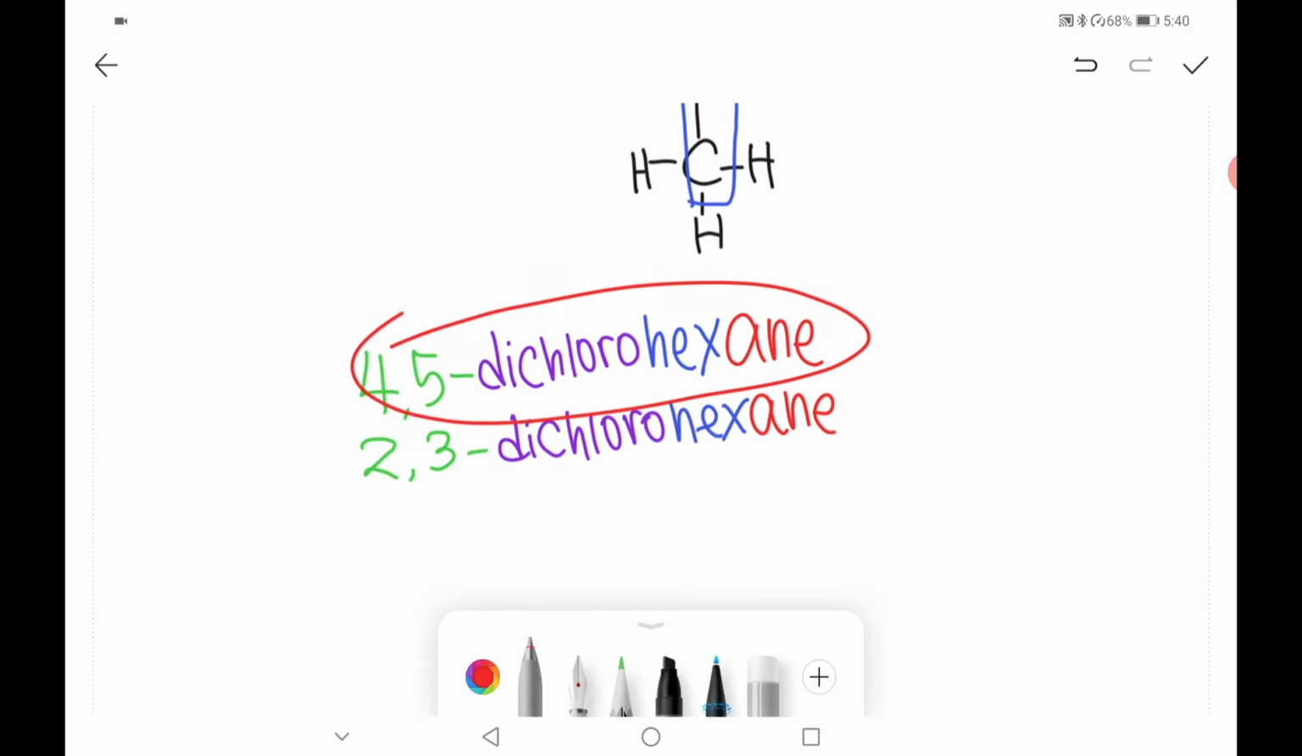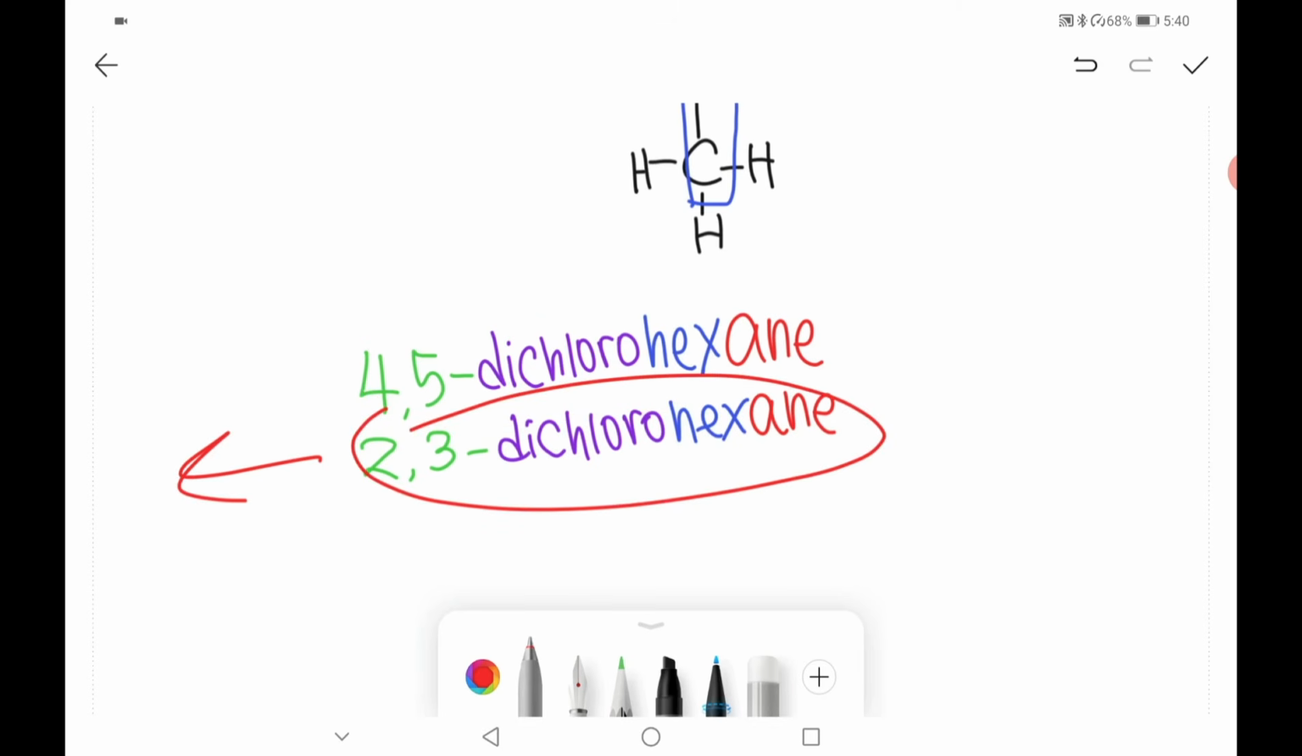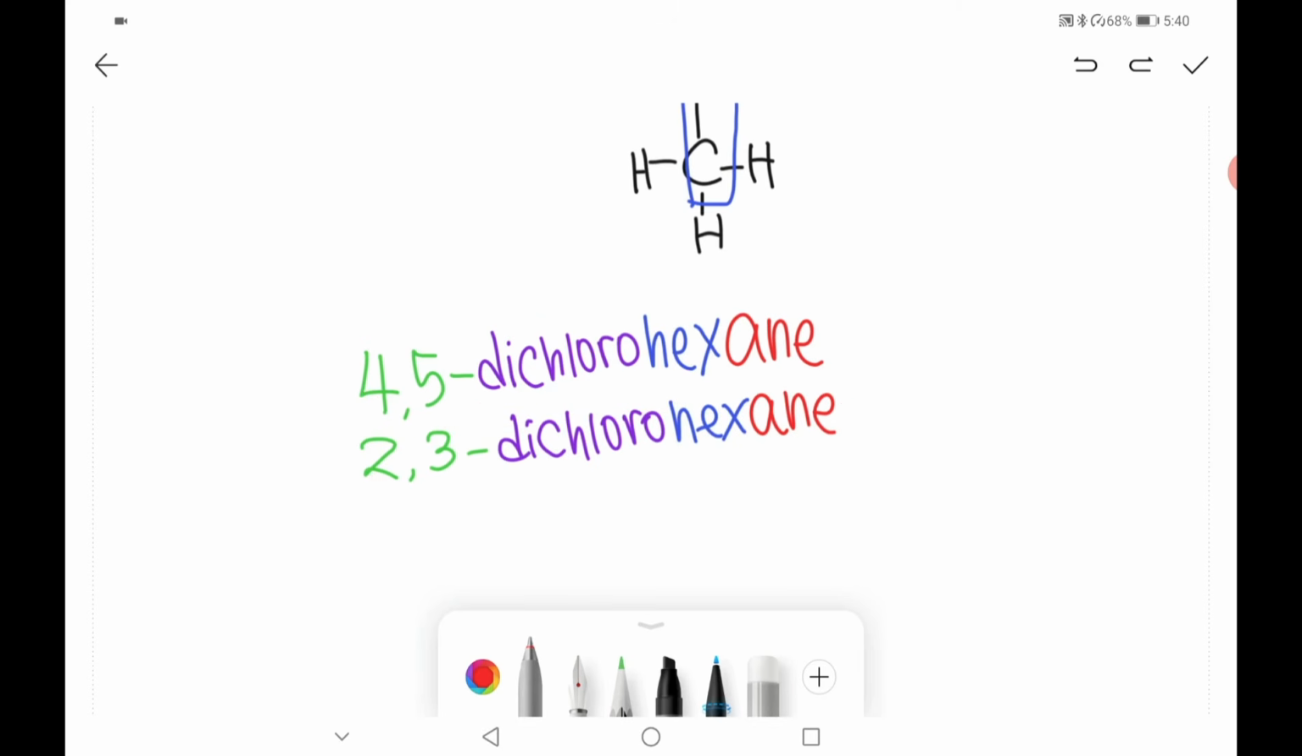This is the name I get when I count from left to right. This is the name I get when I count from right to left. So remember, we need to choose the smaller number. How to compare? Look at the first digit first. 2 and 4. Who has the smaller number? 2 is smaller. Just comparing the first digit will do.